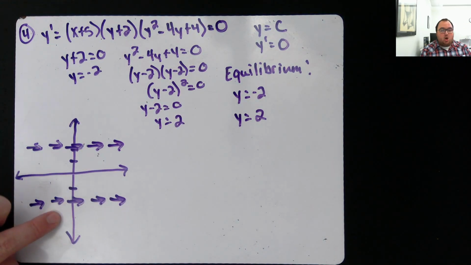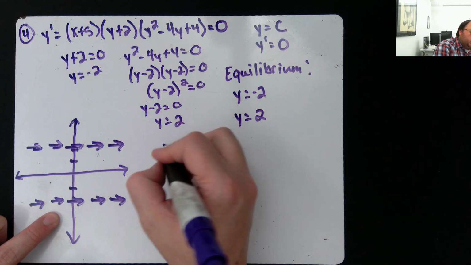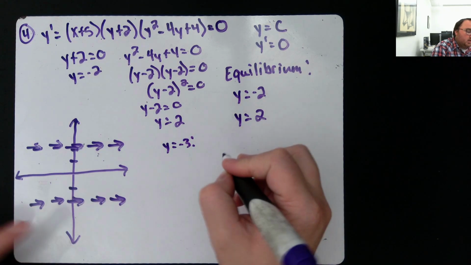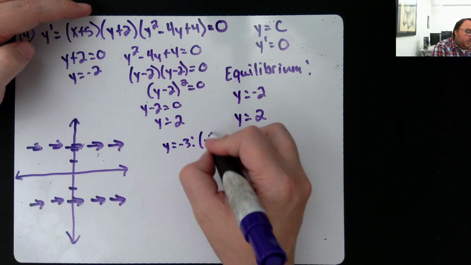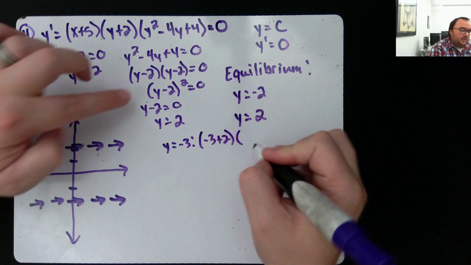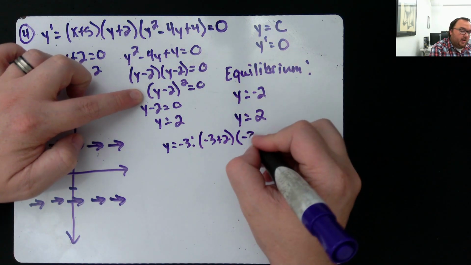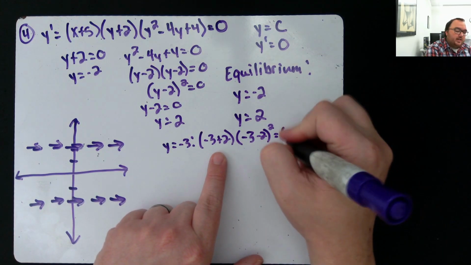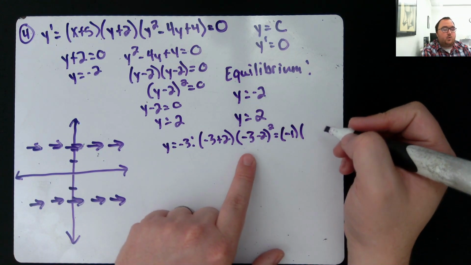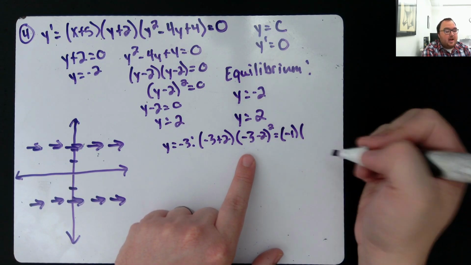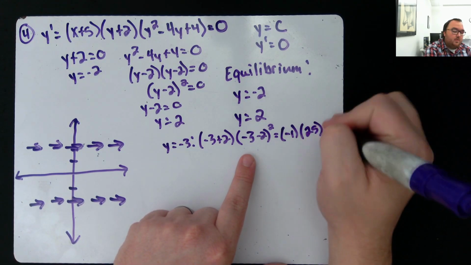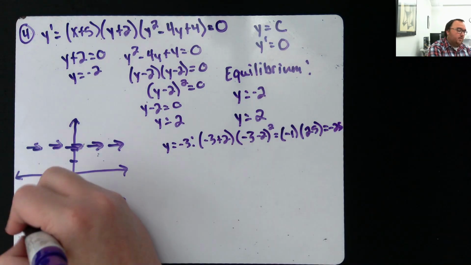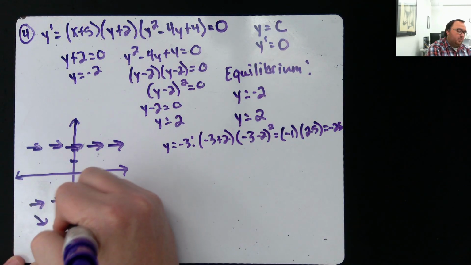So I need below the -2, which is going to be -3. You get -3 plus 2, and we factored this to be y minus 2 squared. So -3 minus 2 squared. -3 plus 2 is -1. -3 minus 2 is -5. Square that, you get 25. So I get -25, and I'm pointing down below it.